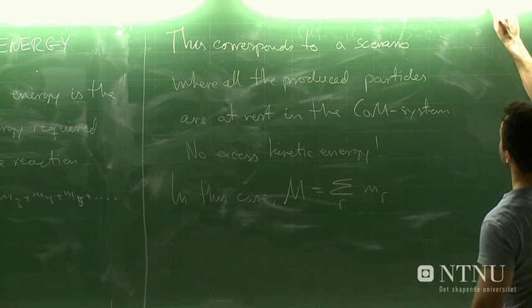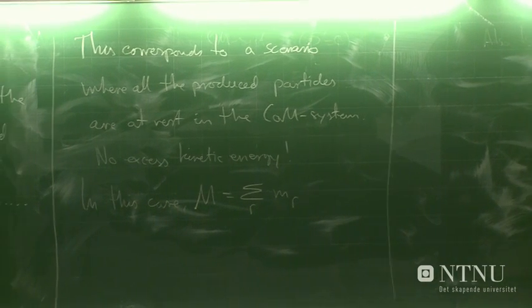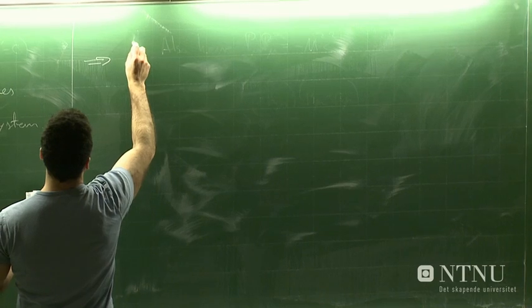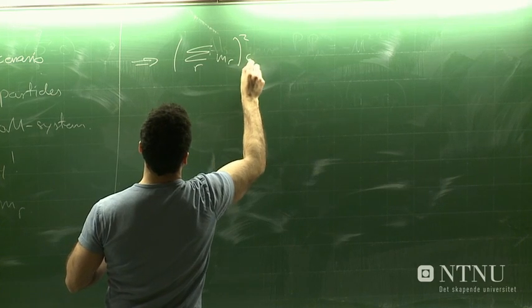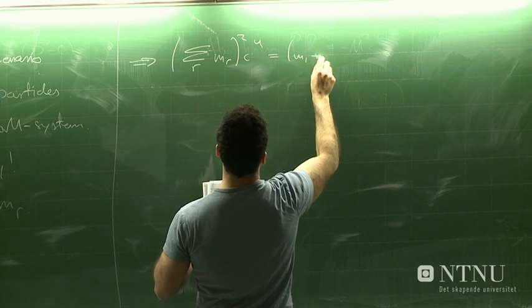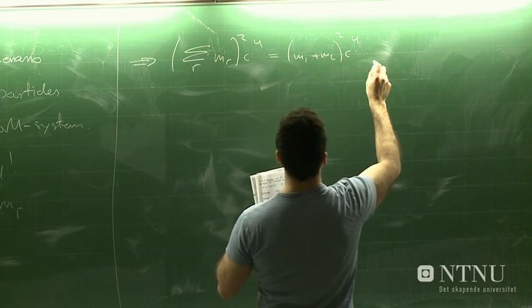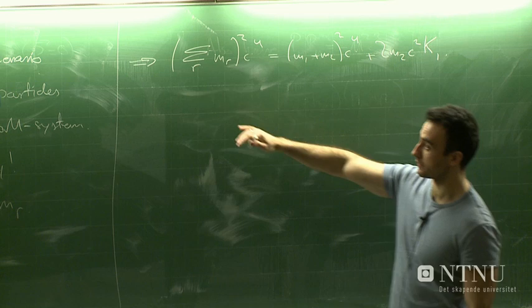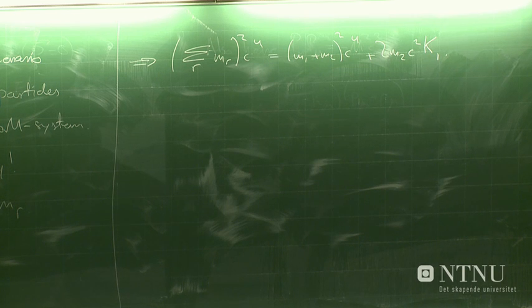Okay, so let's try to analyze this particular situation to see what the threshold energy will be, given that we know all the masses in the system. So we then have the following equation, where I've now just substituted this sum in the place of the equivalent mass, large M. And this is the kinetic energy of particle 1, assuming that particle 2 is at rest. So this will be the threshold kinetic energy, the minimum energy that particle 1 has to have in order to trigger this reaction.